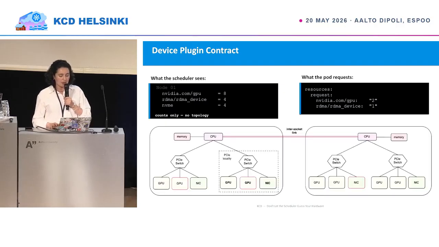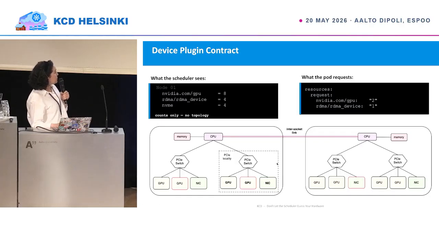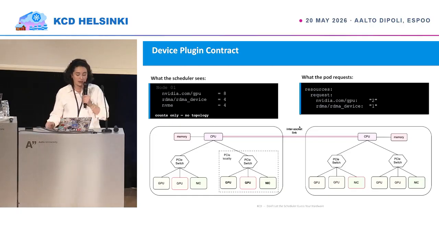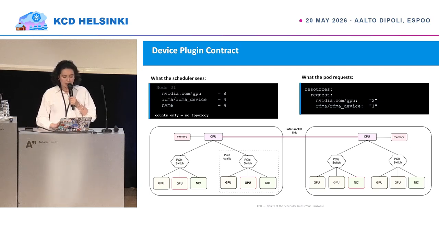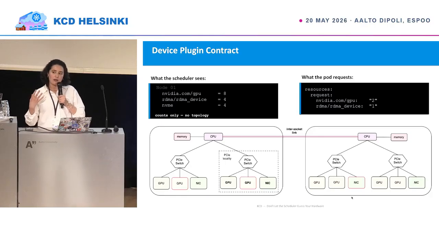And we could end up with different allocation patterns that are not consistent. For example, in this scenario, GPUs can land in the first socket and the NIC in the second one, which means that the communication between GPUs and NIC needs to cross the inter-socket link, and this has a real cost. The scheduler without topology can still make locally correct decisions, but they are globally incorrect.